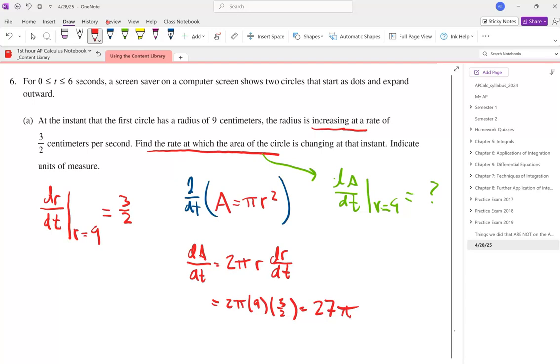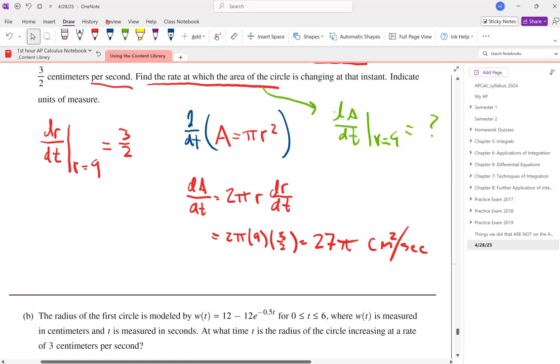And it says indicate units of measure. So this is an area, so the unit should be centimeters squared. And because it's a rate, it's dt, it's per time. The time unit here is per second. So centimeters squared per second. So areas are in centimeters squared because the linear unit was in centimeters, and the time rate is just in seconds because that's the rate that we've given earlier.